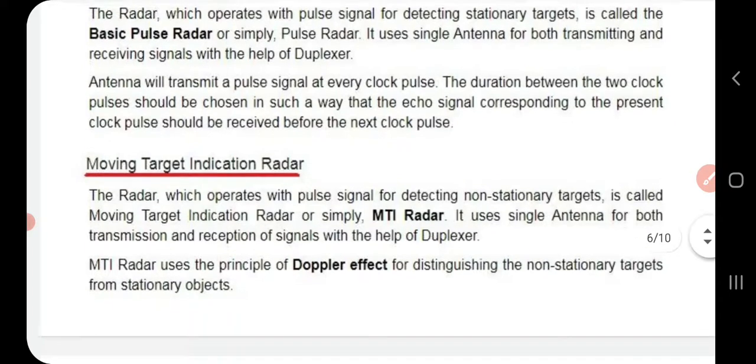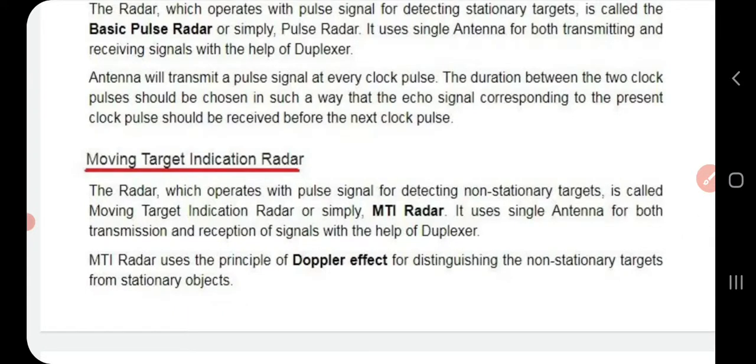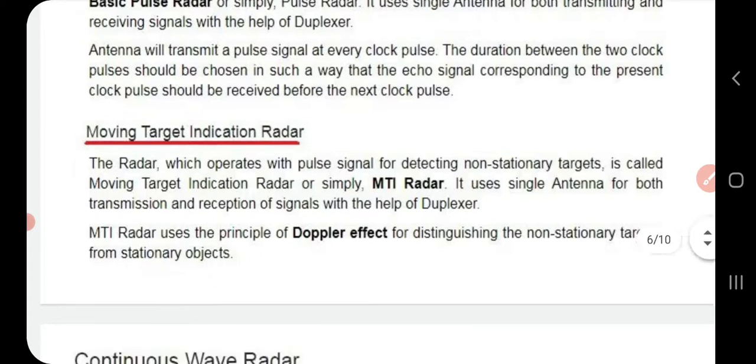The other one is the moving target indication radar. This radar operates with pulse signal for detecting non-stationary objects. It is also abbreviated as MTI radar. It also uses a single antenna for both transmitting and receiving signals. This is done with the help of a duplexer. Here the principle of Doppler effect is used for distinguishing the non-stationary target from stationary objects.